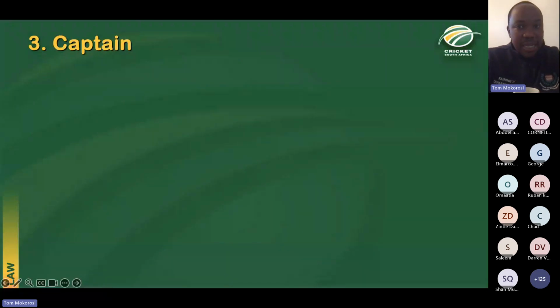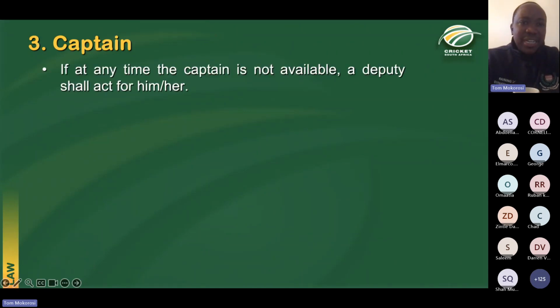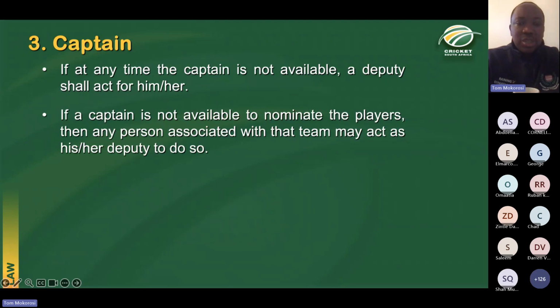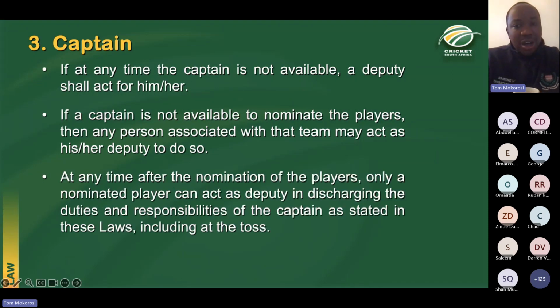Let's have a look at the captain and his or her duties. It's quite important, the relationship between the captain and the umpires throughout the match. It is a theme in the law. If at any time the captain is not available, a deputy shall act on his or her behalf. If a captain is not available to nominate the players, then any person associated with that team may act as his or her deputy to do so. At any time after the nomination of players, only a nominated player can act as deputy or captain in discharging the duties and responsibilities of the captain. Okay, so up until the toss, anybody can basically act as captain, but from the toss onwards, it's got to be a nominated player that can act as captain.